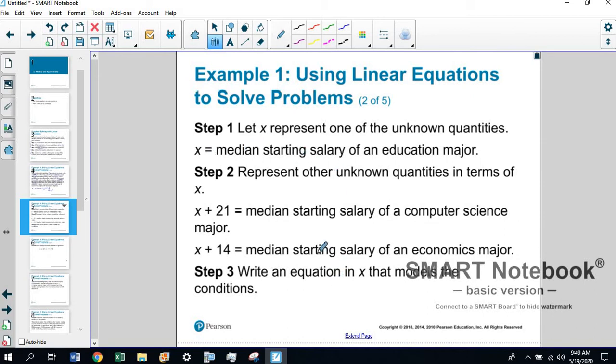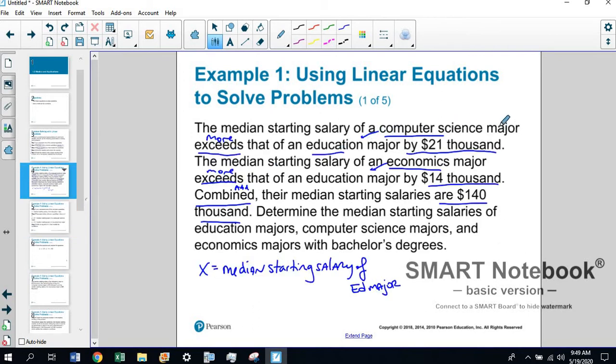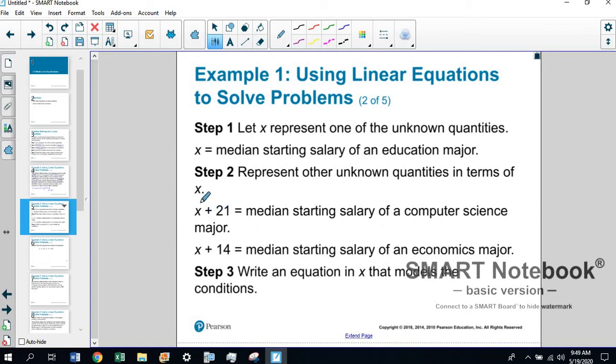of the education major, and then based off of what we were told, let me go back to the previous page. Computer science majors make $21,000 more, exceeds. Economics make $14,000 more, exceeds. You got to know the words, right? And so X plus 21, if X is the amount of the education major, then X plus 21 is the amount for the computer science major, and X plus 14 is the amount for the economics major.